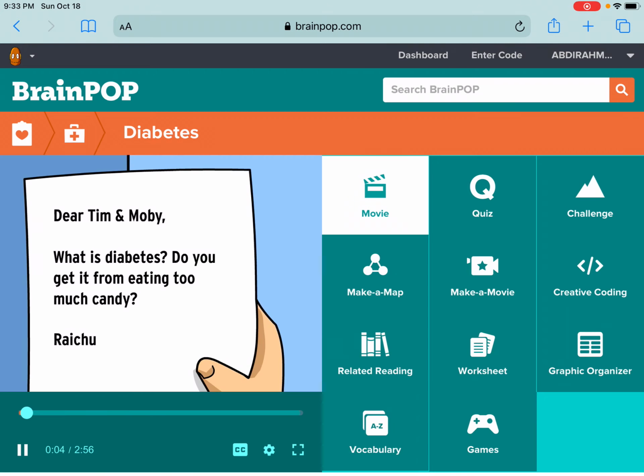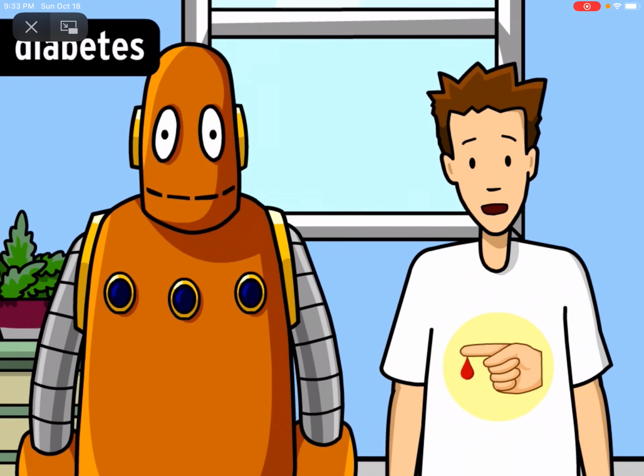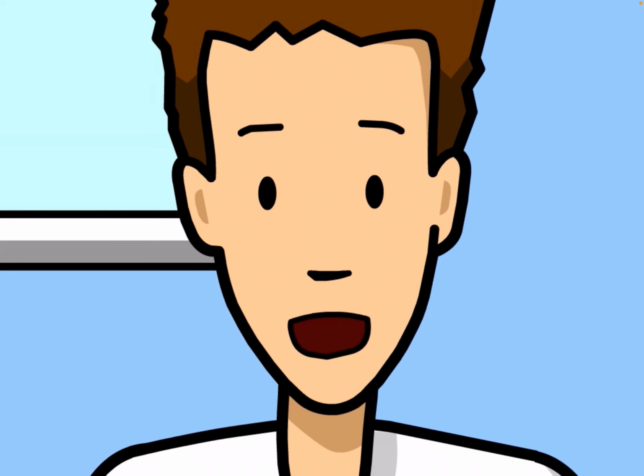Dear Tim and Moby, what is diabetes? Do you get it from eating too much candy? From Raichu. Doctors have known how diabetes affects the body for thousands of years. But it wasn't until the 20th century that real treatments were developed.